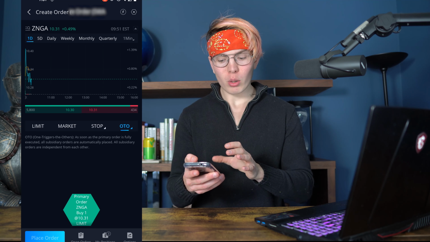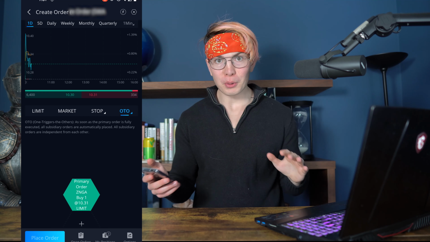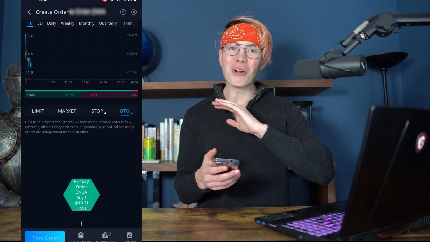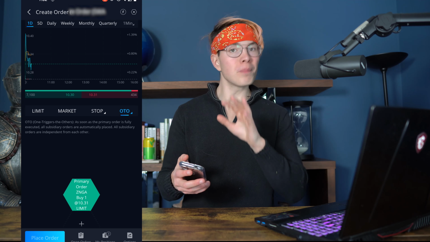Now, the OTO over here, this is one triggers the other. This is if you're stringing together multiple different kinds of orders. This is way beyond the scope of a beginner's guide to Webull, so you don't really have to worry too much about that. But yeah, in general, you're going to be using either a limit order or a market order.